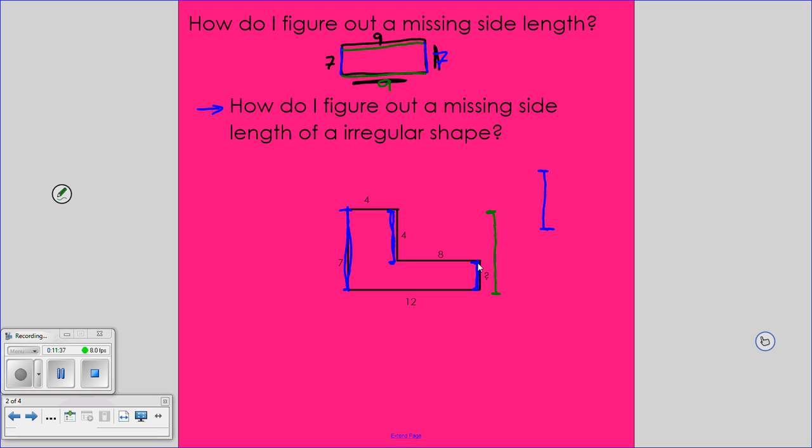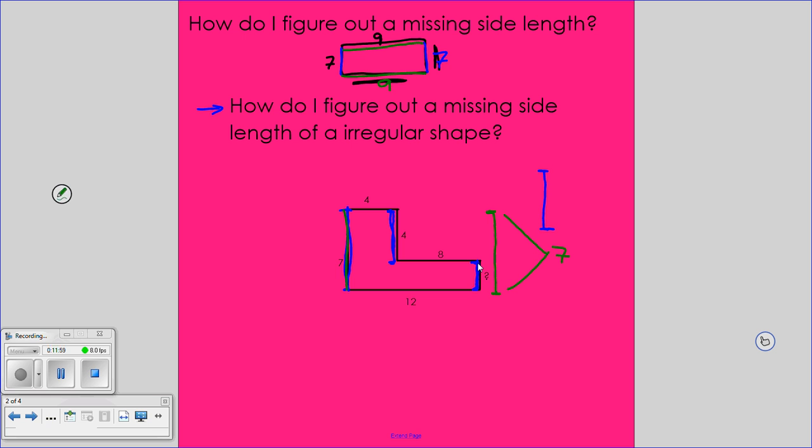I'm going to label it 7. I know it's 7 because it's the exact same line as this one. I just made a new parallel line here. Okay. Thumbs up if you know where I'm going. We good so far? Yeah.